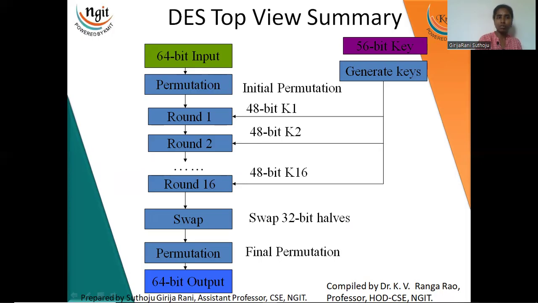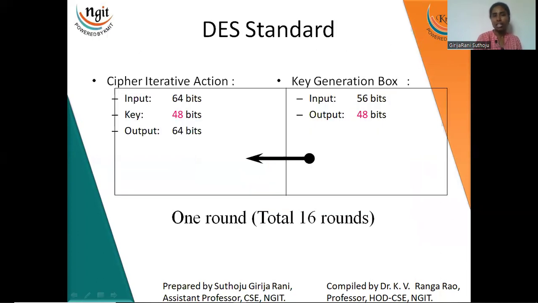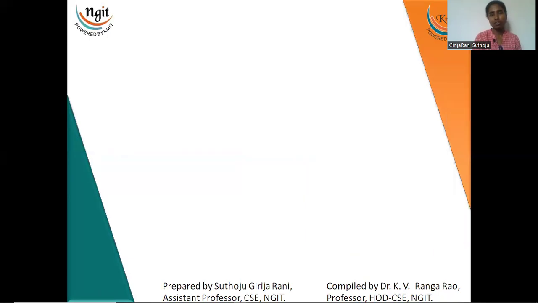So this is the overall structure of your DES, and this is the overall structure of every round. See, 32, 32, expansion box, 48 bits of key, go with the S box, get 32 bits. Okay. So this is the final thing which we have as a summary. Input 64 bits, key we are going to apply with the 48 bits as a round function. Next, you will be having 64 bits output.